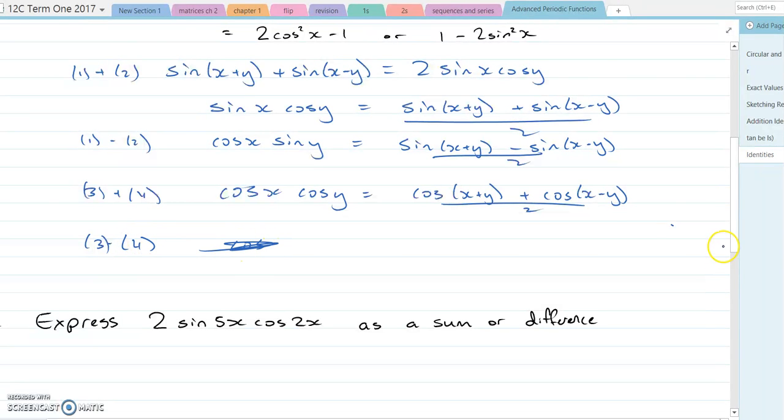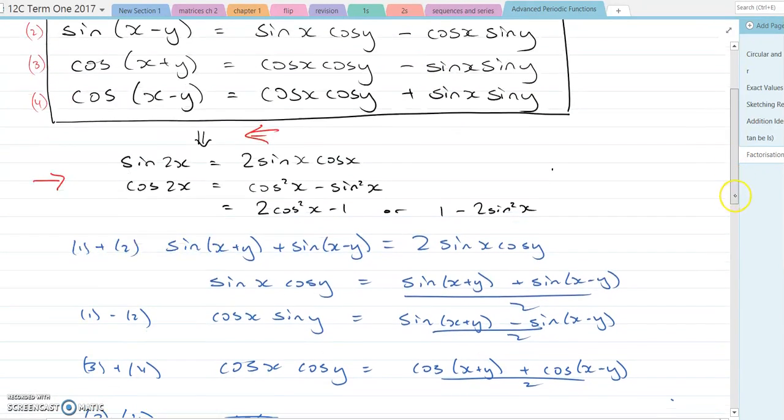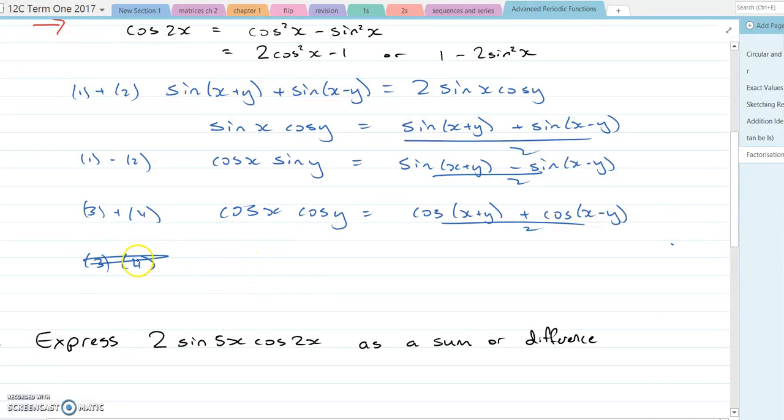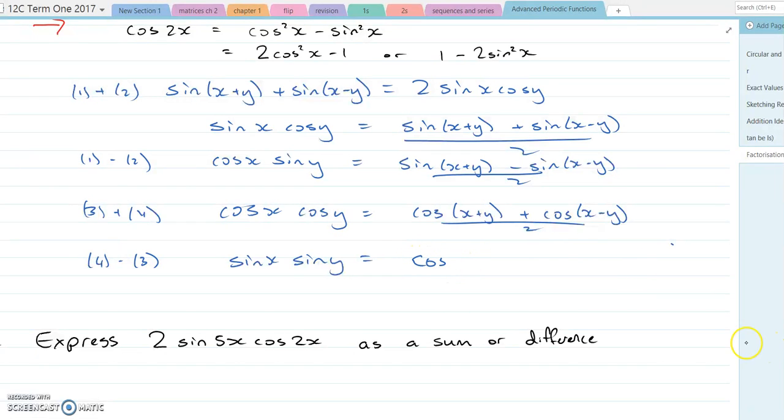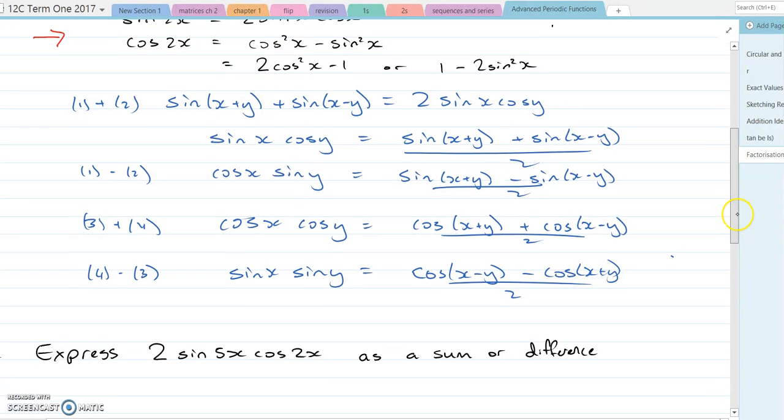Cos, well, no, we're sine now, aren't we? Yeah, if I subtract them, let's see here. I'm going to have to do 4 minus 3, aren't I? Otherwise I'm going to get a negative. So let's do it that way. Let's do 4 take 3. So that's going to give me sine x sine y equals cos of x minus y first, and x plus y second. Okay, so let us put these into use somehow.